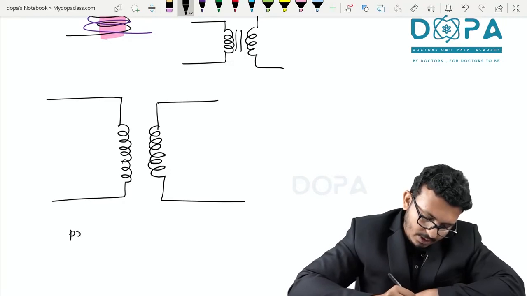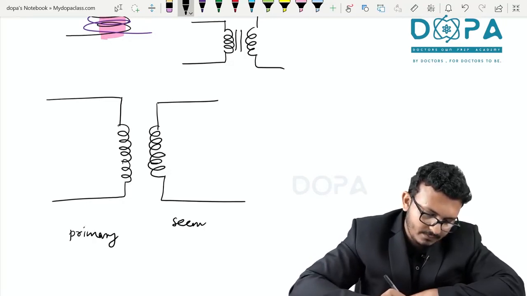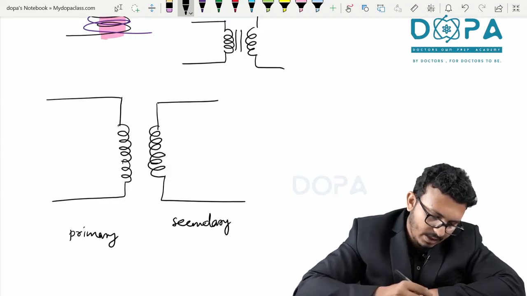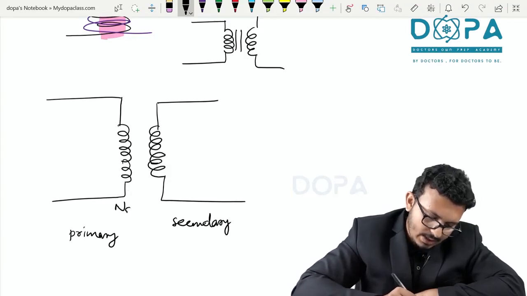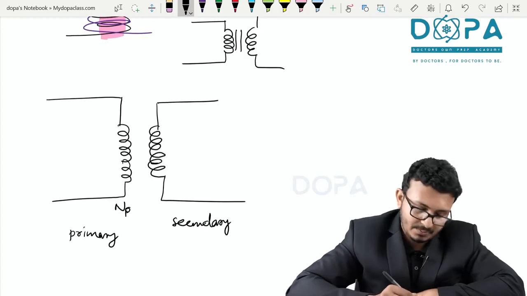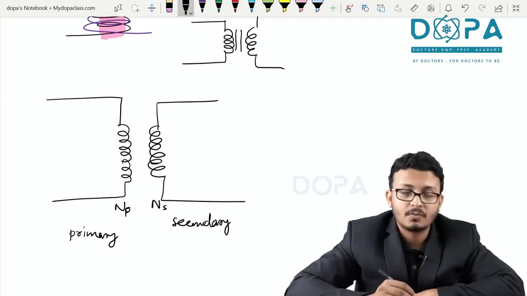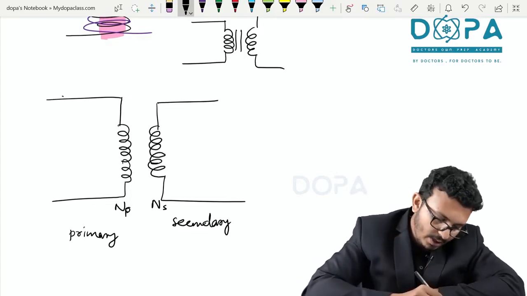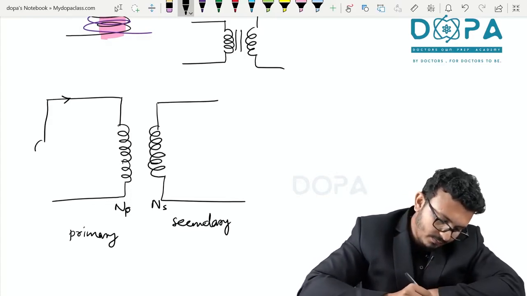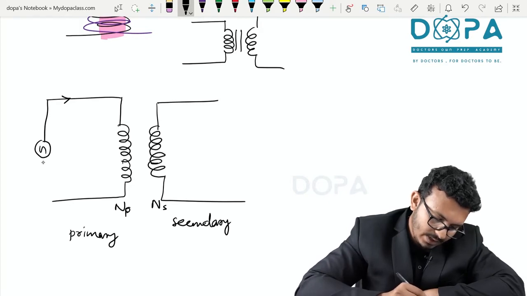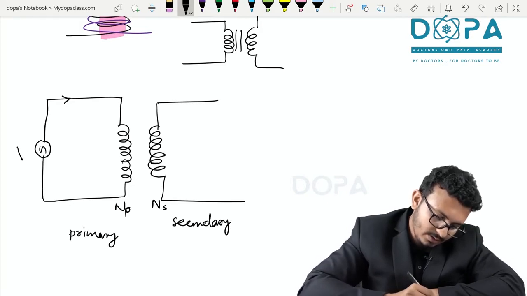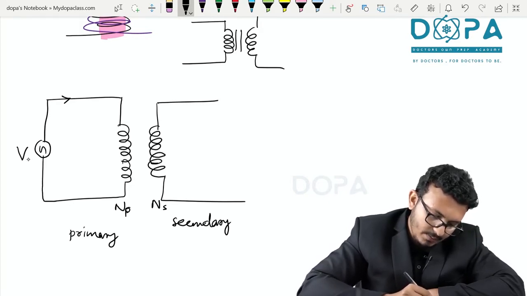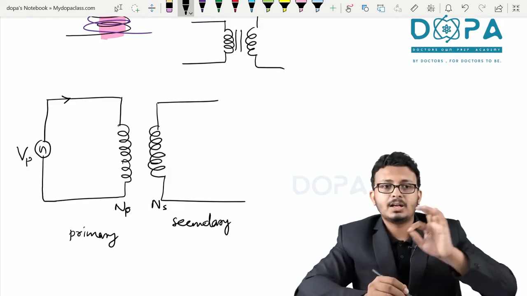Let's say this is the primary and this is the secondary. We have NP number of turns in the primary and NS number of turns in the secondary. Okay, so we apply an AC voltage over here, let's call it VP, the voltage applied in the primary.